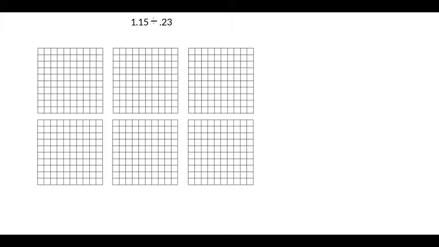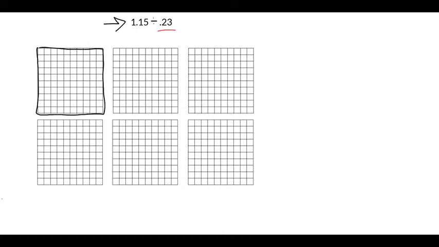Okay, so our first problem here is 1 and 15 hundredths divided by 23 hundredths. With this one, this 23 hundredths being the divisor, that can either tell us how many groups there are going to be or how many are in each group. So this is how we're going to start off. First thing you're going to do is outline 1 and 15 hundredths, because that is what we are going to divide into groups.